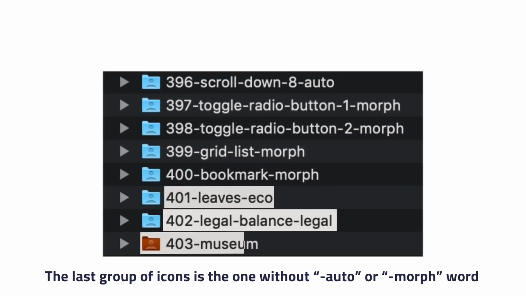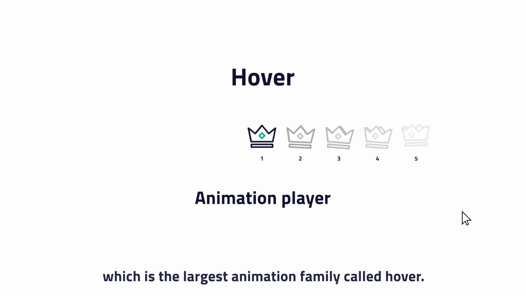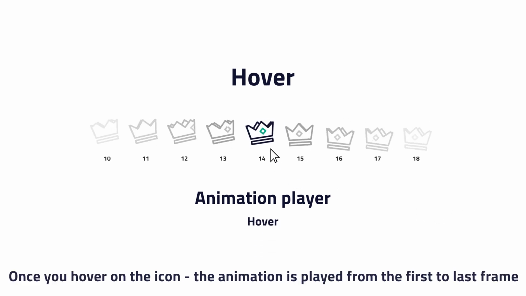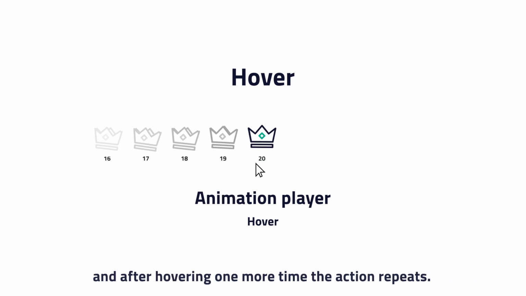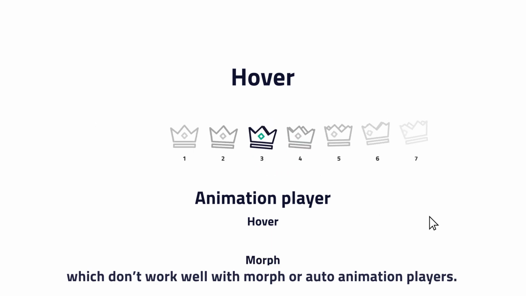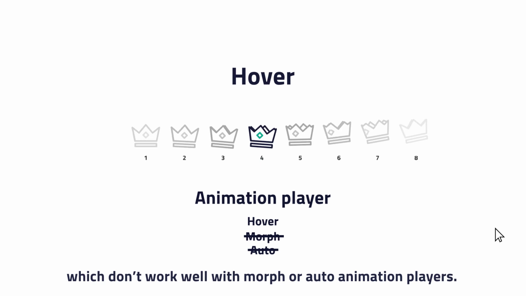The last group of icons is the one without auto or morph word, which is the largest animation family called hover. It works great with hover animation player. Once you hover on the icon, the animation is played from the first to the last frame, and after hovering one more time, the action repeats. This led us to use dynamic motion elements which don't work well with morph or auto animation players.